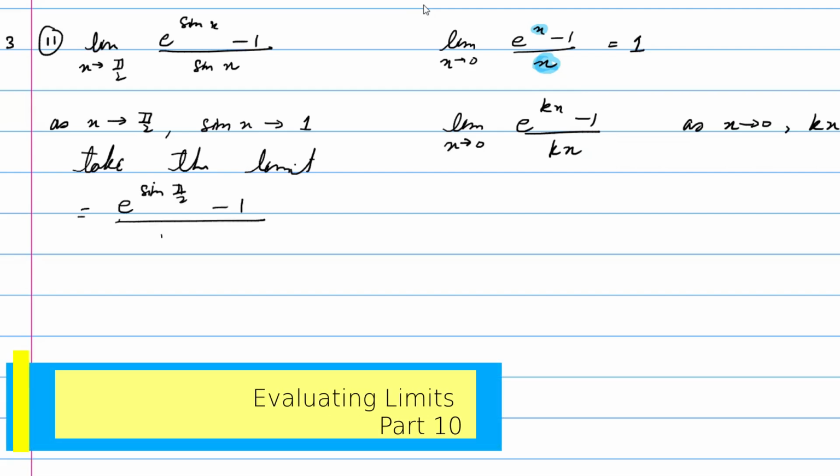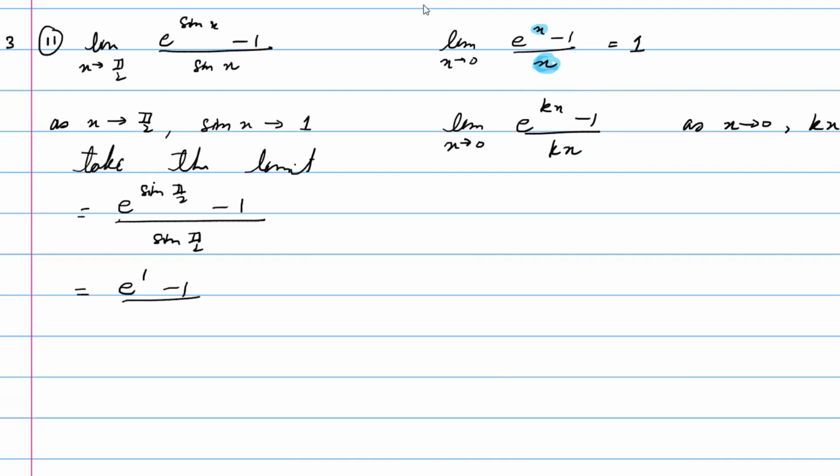e raised to sine pi by 2, minus 1, upon sine pi by 2. So you get e raised to 1 minus 1 upon 1, and the answer is e raised to 1. So in such cases, we don't need to do any manipulation. We just have to take the limit.